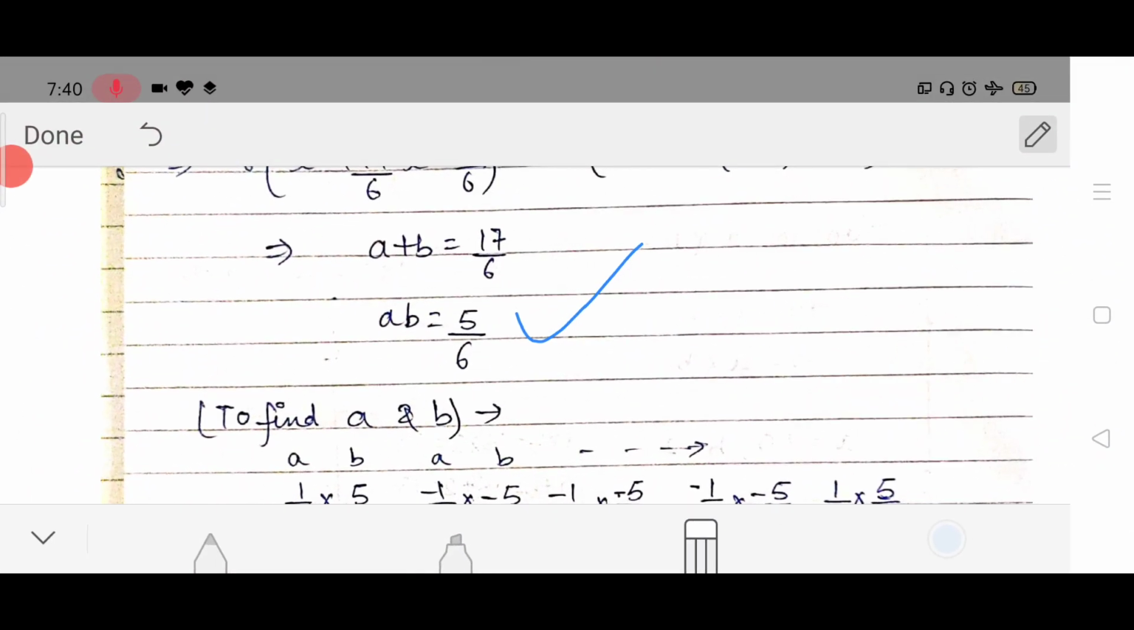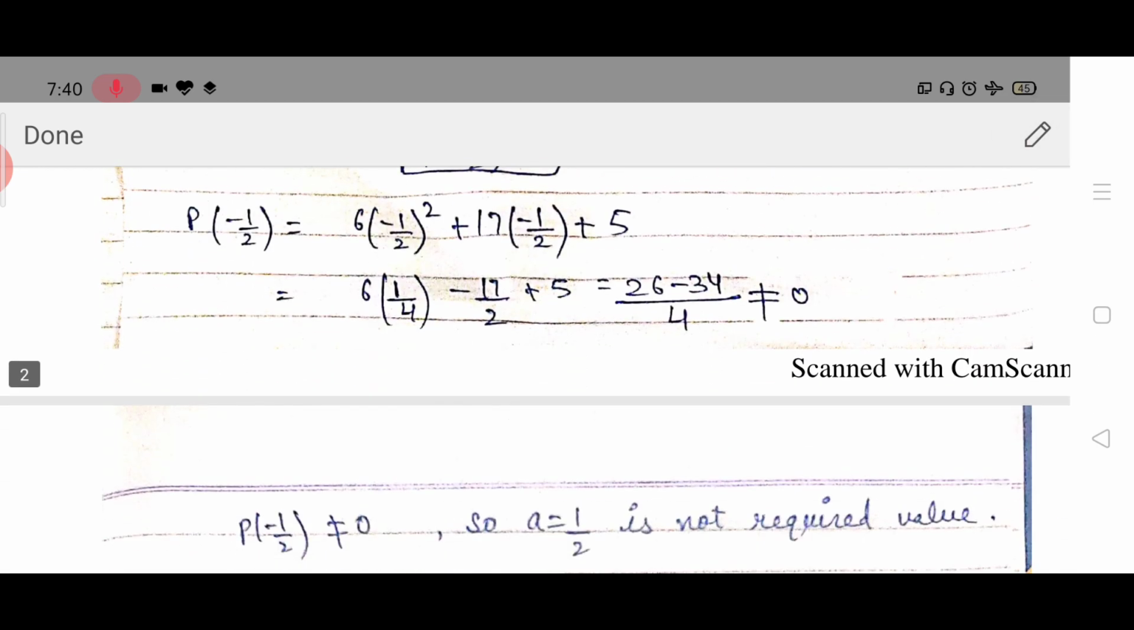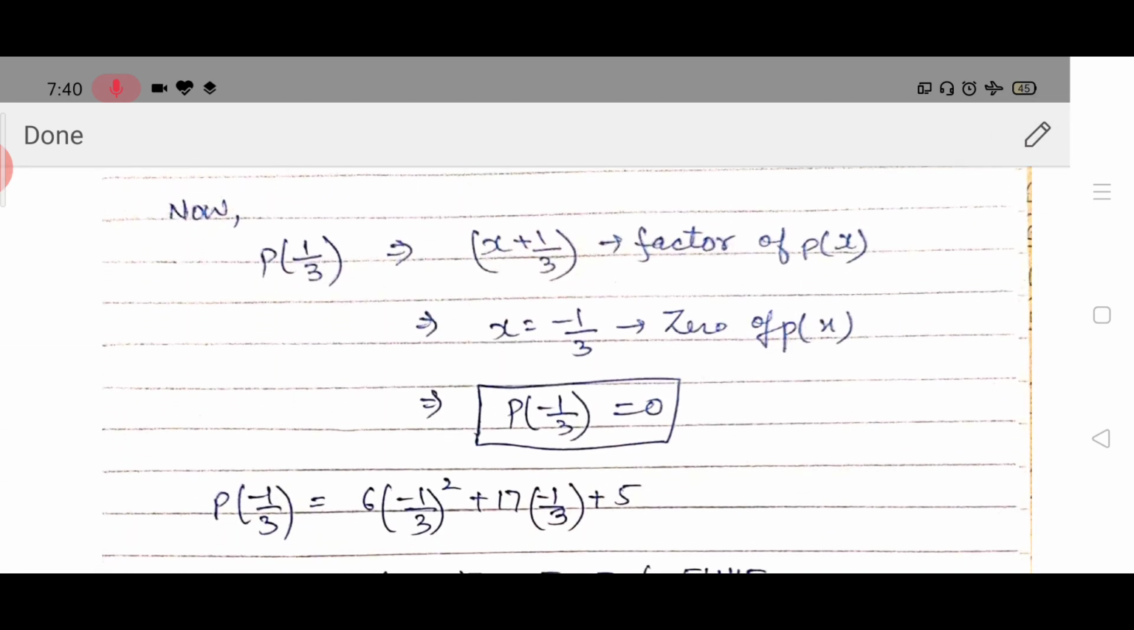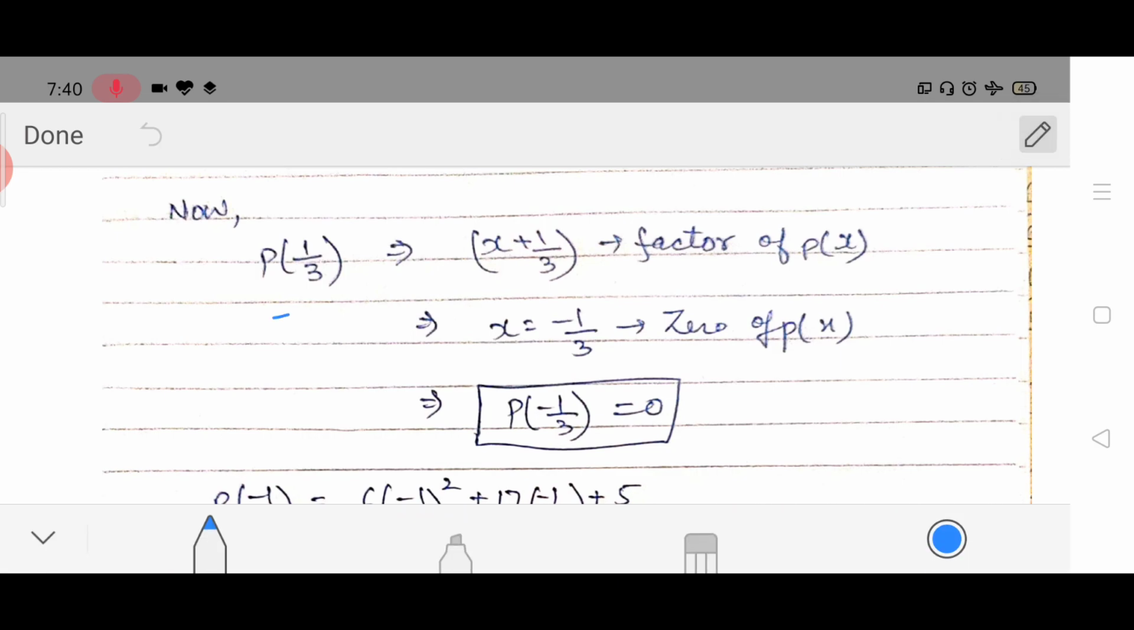Now moving on, we will put our second value. We are putting the values by the hit and trial method. We are not sure that what we are solving will be the answer or not. First we have done here p of 1 by 3. Now we have taken 1 by 3 as factor, so x plus 1 by 3 will be the factor. If x plus 1 by 3 is a factor, then -1 by 3 will be its 0. You have to keep in mind the sign of the factor and the zero will always be opposite.